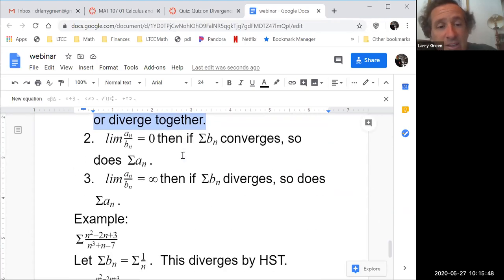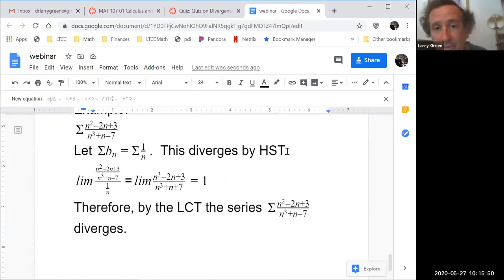But notice that you use it with another test, because you've got to use another test for the simpler series. And that's real common.